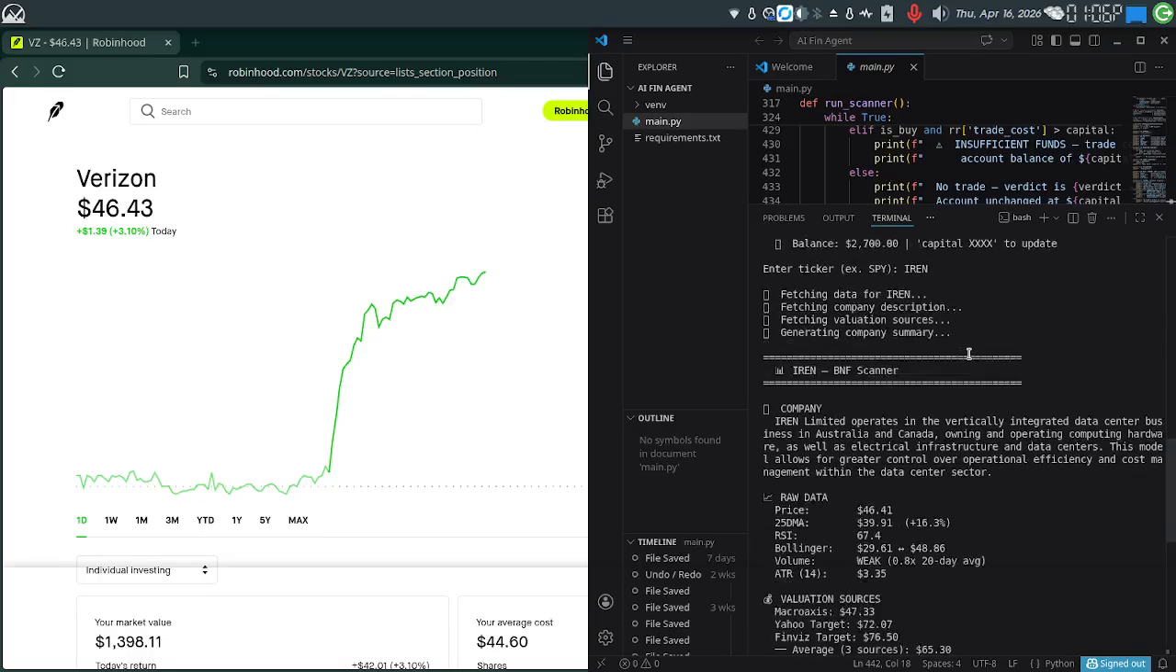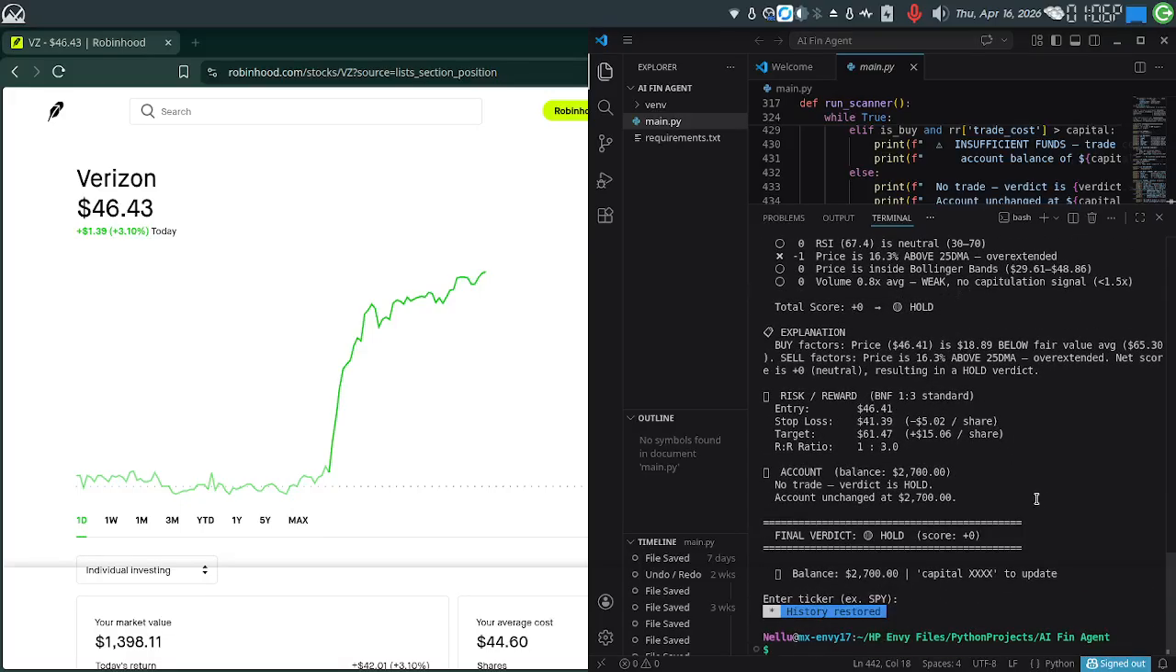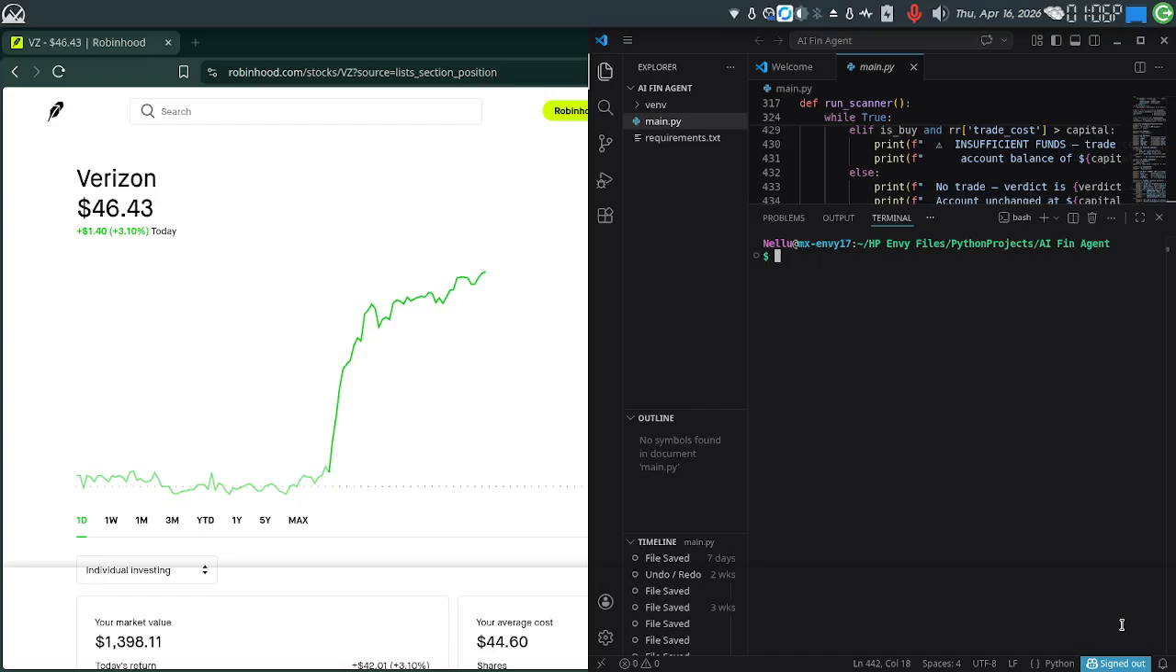Let me show you how it works, I guess. So let's clear this. Okay, I enter my virtual environment where I have the dependencies, and then I run the file.